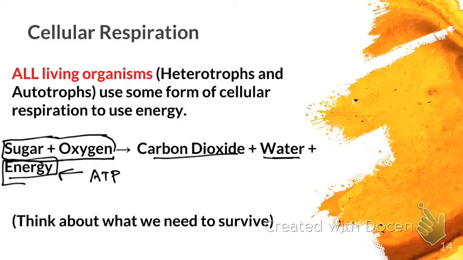So the whole point of cellular respiration is to create ATP. We have carbon dioxide and water, which we call byproducts. But the main reason we do cellular respiration is to create energy. So this side is the reactants, and this side is the products.